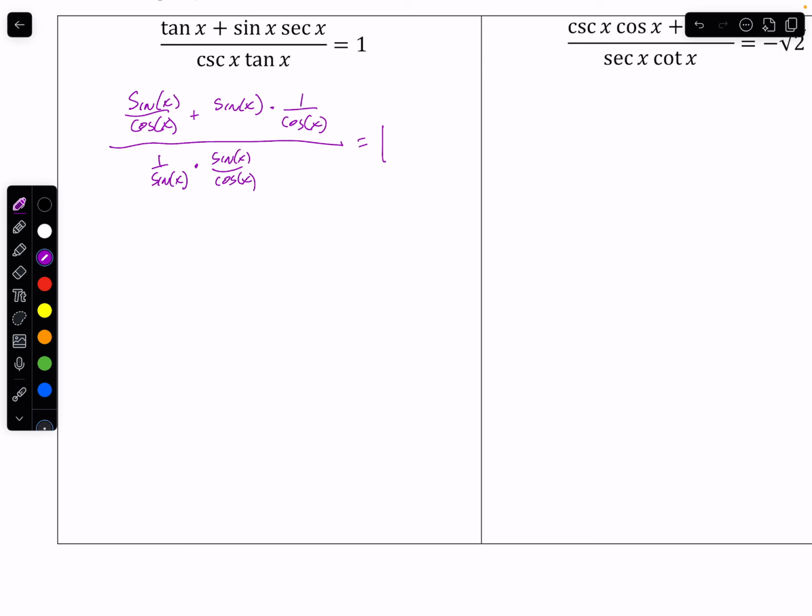All right, so we want to start simplifying this left side anywhere that we can. First of all, on the bottom, these signs will cancel. Up top, I'm going to multiply these and make them into one fraction. So I have sine of x over cosine of x plus sine of x over cosine of x. Then on the bottom, I've got 1 over cosine of x times 1.